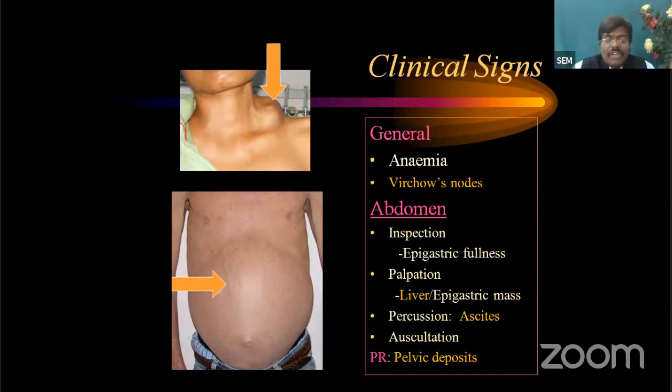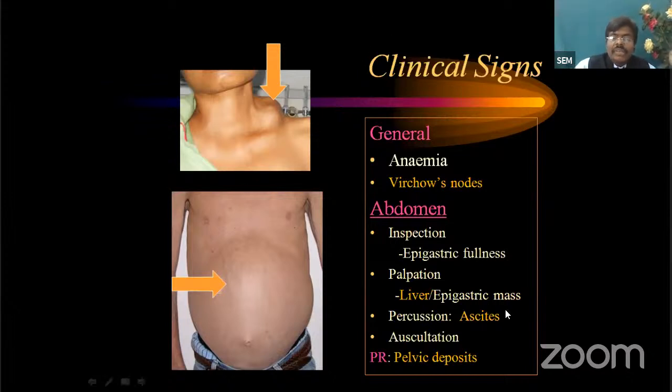Even now, I think if you have a classical case of carcinoma stomach presenting as an epigastric mass, or presenting as liver secondaries, or ascites, or a supraclavicular Virchow's node, they can be kept as a case for you. So there are four classical exam cases. So CA stomach, read very well in my opinion.